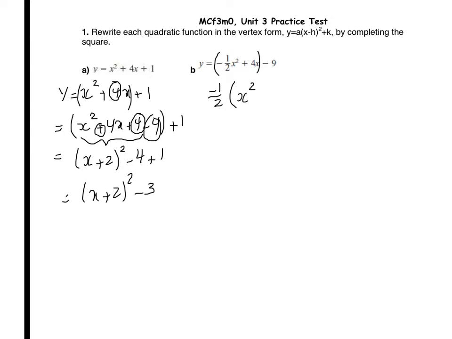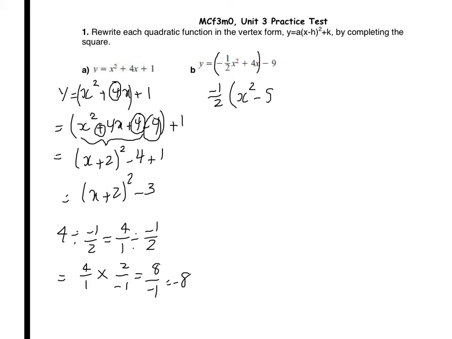Now your question is, what is 4 divided by negative 1 over 2? So I'm going to do it here. 4 divided by negative 1 over 2 is the same as 4 over 1 divided by negative 1 over 2. Now for division, I'm going to flip the second fraction and then multiply. So I get 4 over 1 times 2 over negative 1, which is 8 over negative 1, which is negative 8. So I'm going to write this as x squared minus 8x, minus 9.